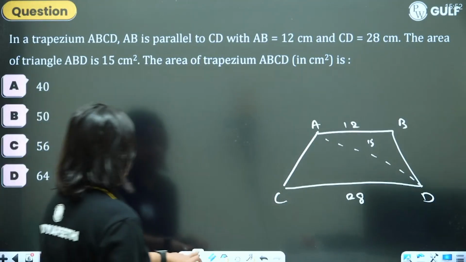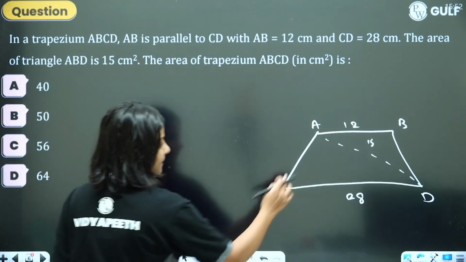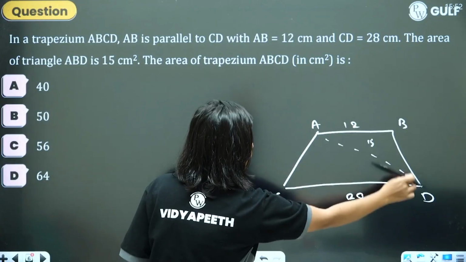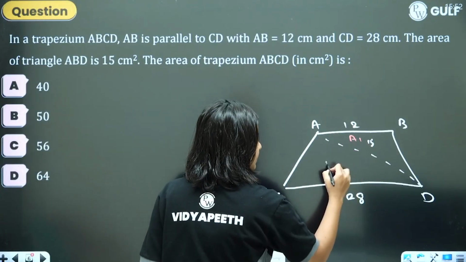Well, what I understand very clearly in this question is triangle ACD and triangle ABD. Let us count them as two areas. This as A1, this as A2.